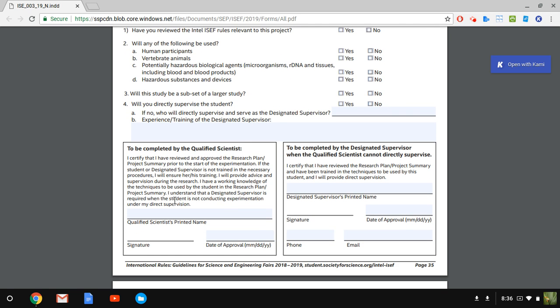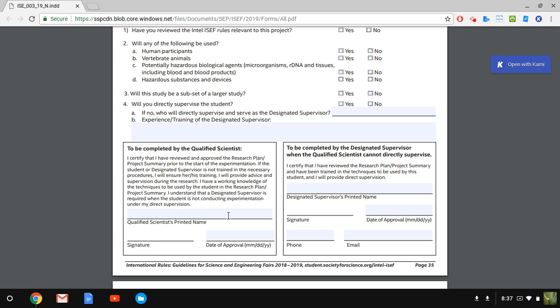So then the qualified scientist fills out this side. They print their name, they sign, they date this one. This has to be before the start of your project, right? And then on this side, we have the designated supervisor. This is if the qualified scientist can't directly supervise you. So this happens like in the scenario that I described above, say a TA or somebody like that is the one who's observing you.